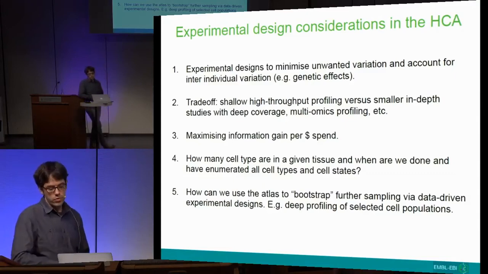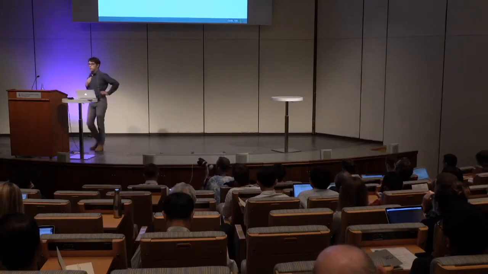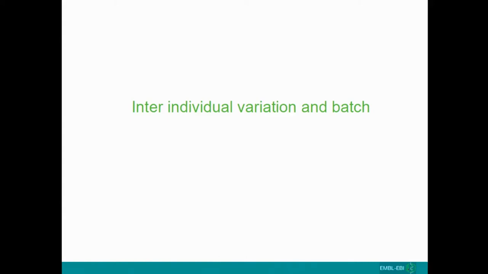So really the question is, how do we do this? In the next few slides, I'll try to highlight a few examples of work that we've been doing and others in the field to make first steps towards addressing these overarching aims that we have to attack. So the first example I want to talk about is inter-individual variation and batch. That's a question that's very close to my heart, but I think it really is a general phenomenon and process we have to link in. It also ties the human subtleties with human genetic variation and other efforts.